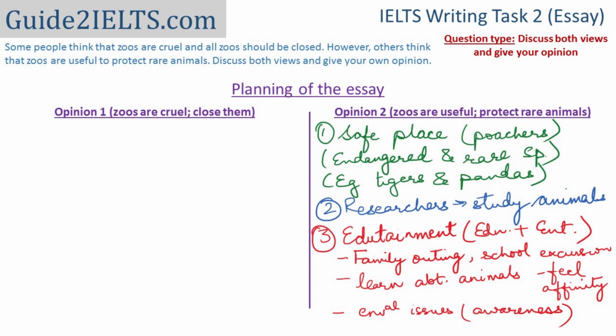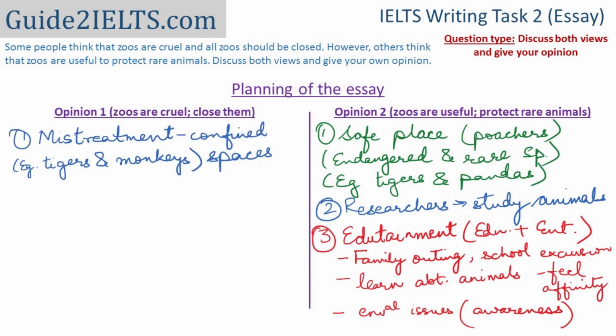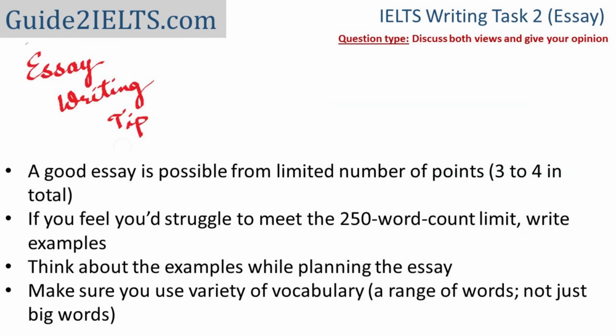Let's now start planning the other side, regarding cruelty towards animals in zoos and why they should be closed. One point on this side is that the animals are mistreated there. They are put in confined spaces, they are put in cages. Examples can be given of any animals which live in forests, which live in open spaces, such as tigers and monkeys. Now we can write a good essay just with these points, and we will be doing so.